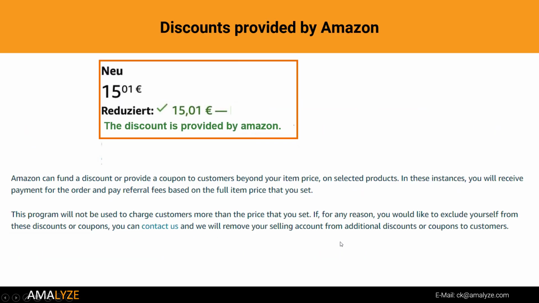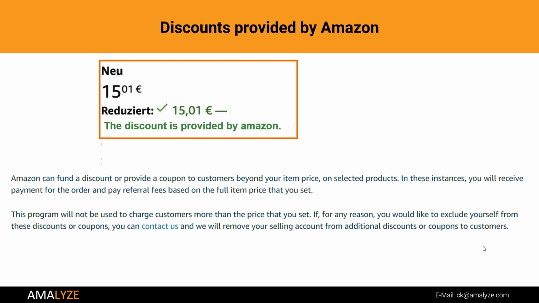And last but not least, there are also discounts provided by Amazon. That means that Amazon can fund a discount or provide a coupon to customers beyond your item price on selected products. In this instance, you will receive payment for the order and pay referral fees based on the full item price that you set. This program will not be used to charge customers for more than the price that you set.